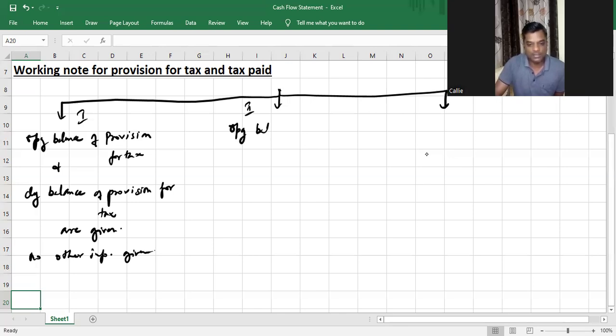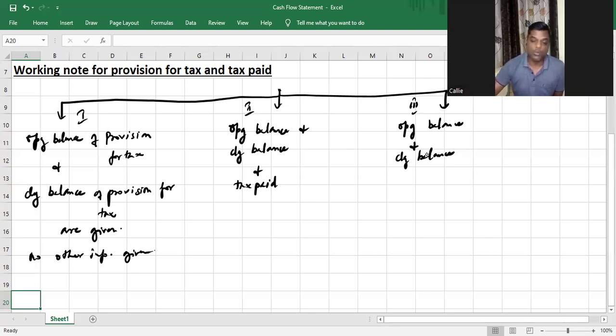Opening balance and closing balance of provision for tax given. Along with that, tax paid is given. And type 3 is opening balance and closing balance are given, and along with that, provision for tax created during the year, charged to P&L during the year, is also given. Understood or not, my dear children?